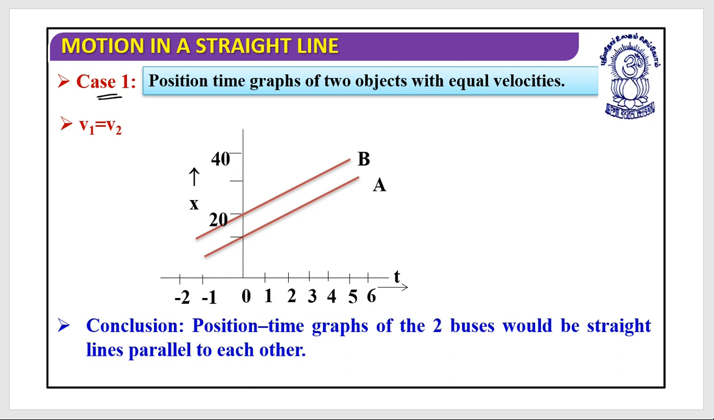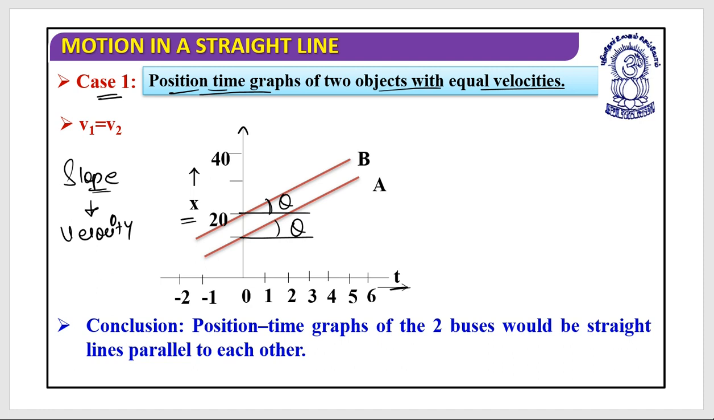This is the first case where I have plotted the position versus time graph for the two objects with equal velocities. This is time on the x-axis, and this is position on the y-axis. Now the graph is of position versus time. If I find out the slope, it will give me the velocity. So how can I find out the slope? With the angle theta. Yes, as both have the same theta.